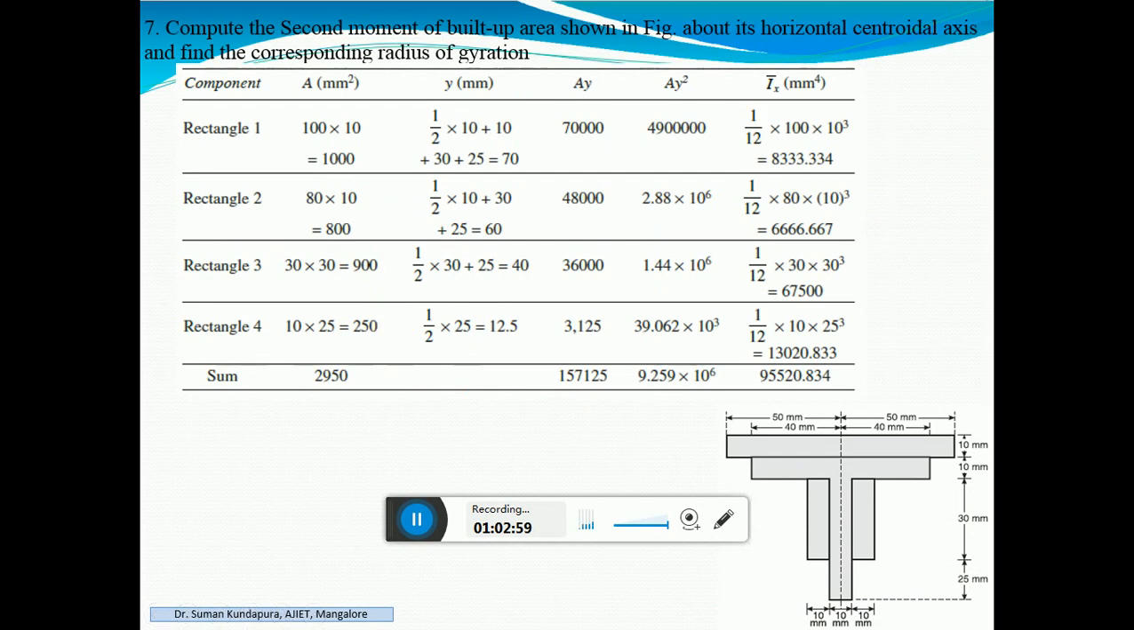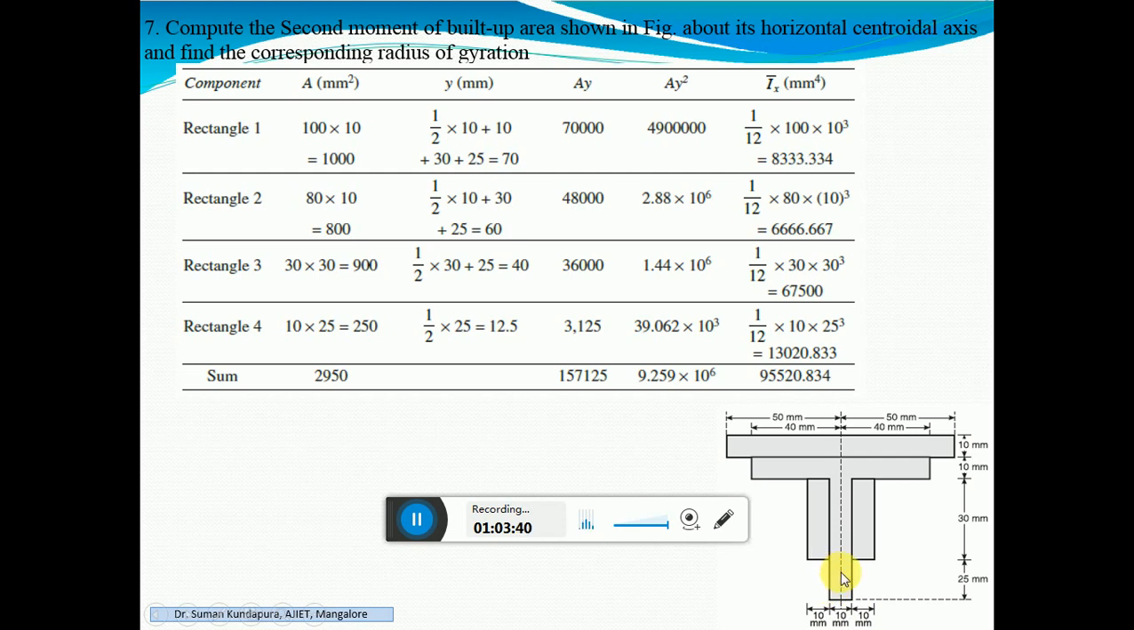And what about the figure? The figure is symmetrical about the y-axis. However, we are not bothered to find out the Iy bar because it is not asked. What is asked, please address only that. So how many components are there in this? You may consider this as one rectangle, this is another rectangle, and this whole as one more rectangle, and in between there is a protruding portion right here. This one rectangle and this as one more rectangle.